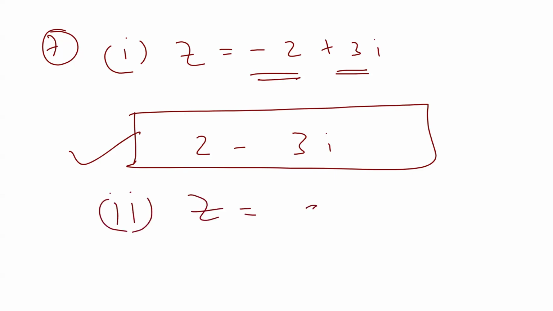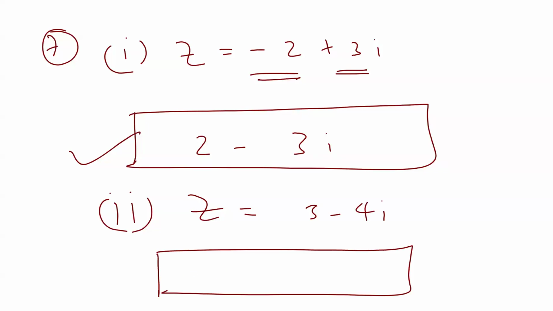So this is 3 minus 4i. So the additive inverse will be minus 3 plus 4i. Okay. Let's go to the next problem. Multiplicative inverse is nothing but the reciprocal. So let's do some problems over here. Question number 8. Sub question 1.